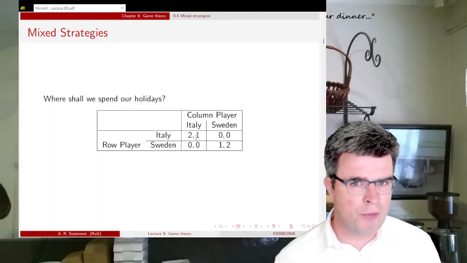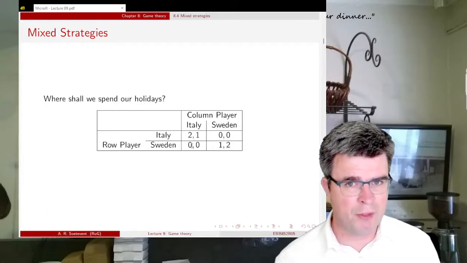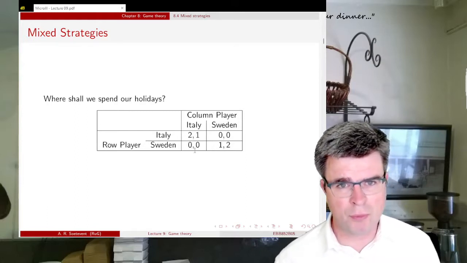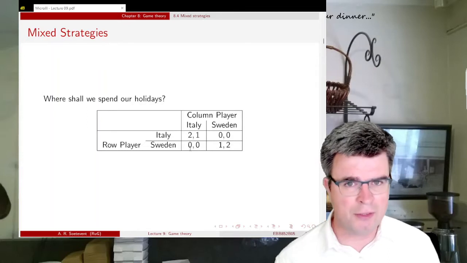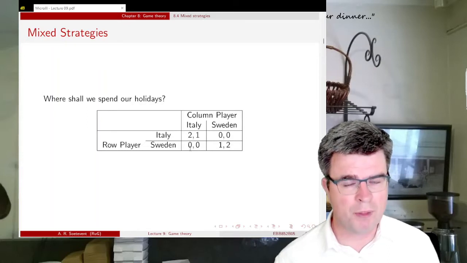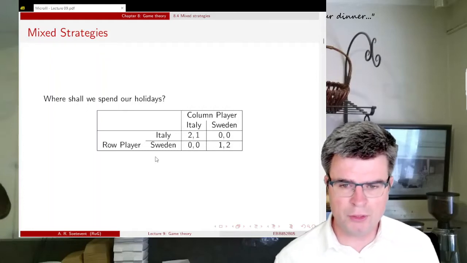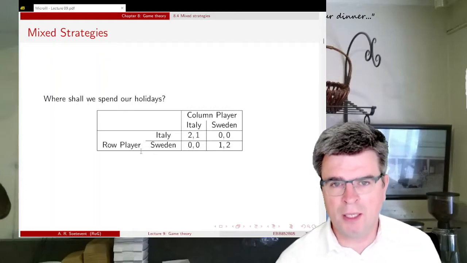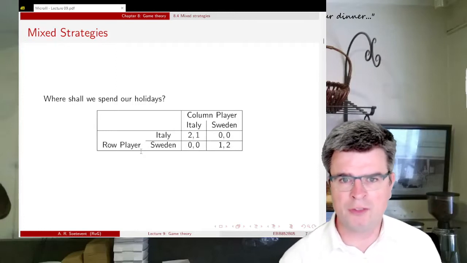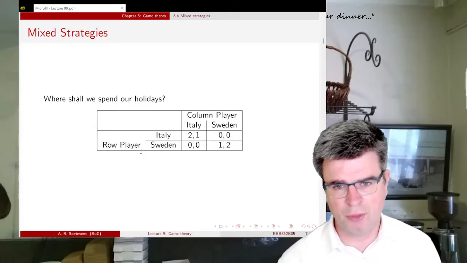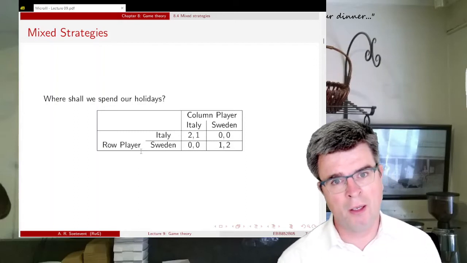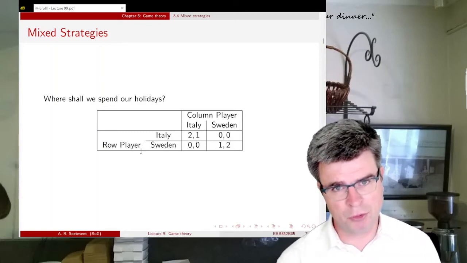But then if one of them decides to go to Italy and the other one decides to go to Sweden, then they do not end up together, which is bad for both of them. And in those cases, the payoff of each is equal to 0. So what is the Nash equilibrium in this game? Or what are the Nash equilibria? Now this is something you know as far as we look at pure strategies.